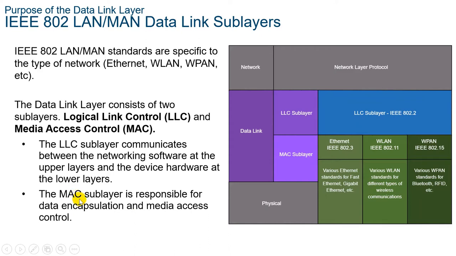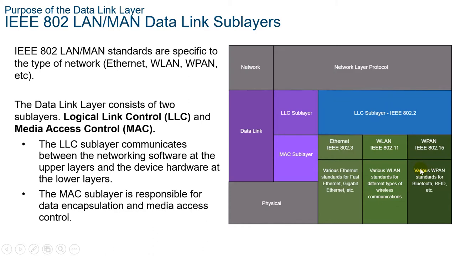So the next one is the media access control. This sublayer implements in hardware. So this is under 802.3, 802.11 or 802.15. It is responsible for data encapsulation and media access control. It provides data link layer addressing, and it is integrated with various physical layer technologies. So would it be on the Ethernet, 802.3, 802.11, which is the wireless, and the WPAN, which is 802.15.